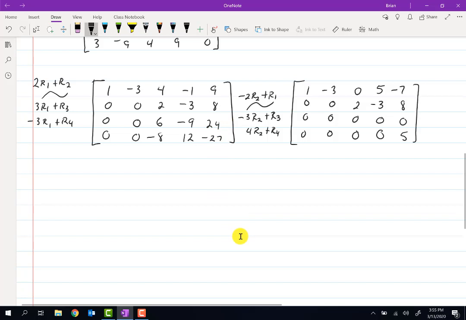And the last thing that you'd want to do is swap rows 3 and 4. So I'll do row 3 swapped with row 4.